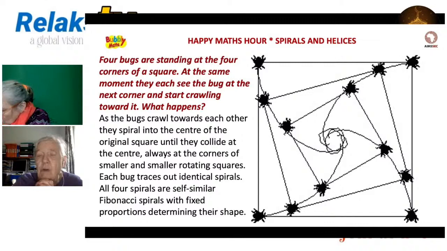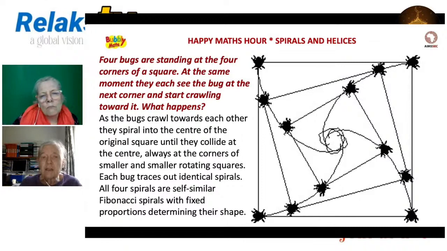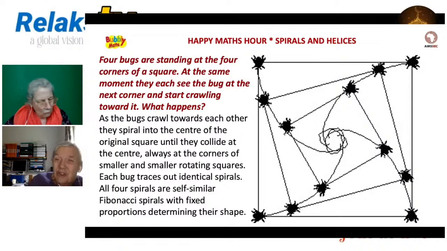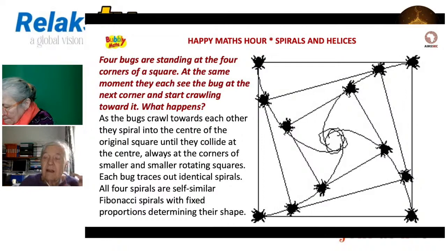So we've only got three stages of this pathway marked, but actually it's a continuous path. We've only just taken three frames, as it were, and frozen them and put them inside each other, to give you an indication of what's happening. So as the bugs crawl towards each other, they spiral into the center of the original square until they collide at the center. And they're always at the corners of some square, but the squares that they're actually at the corner of at any instant are getting smaller and smaller as they move inwards towards the center.